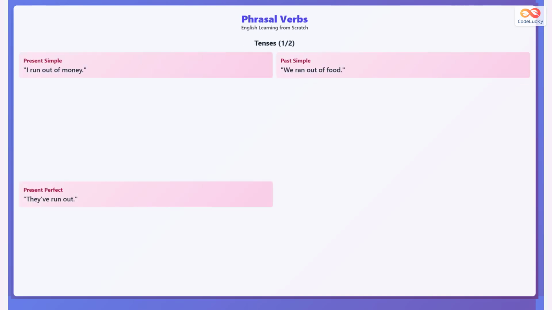Run out works in different tenses. Present simple is I run out of money every month. Past simple is we ran out of food yesterday. Present perfect is they have run out of ideas.